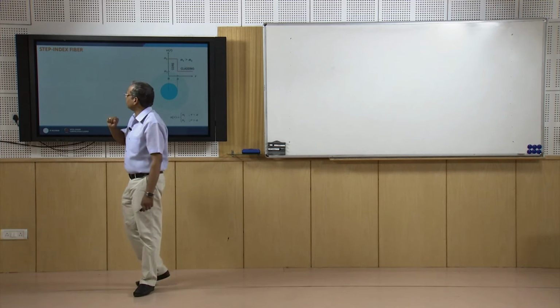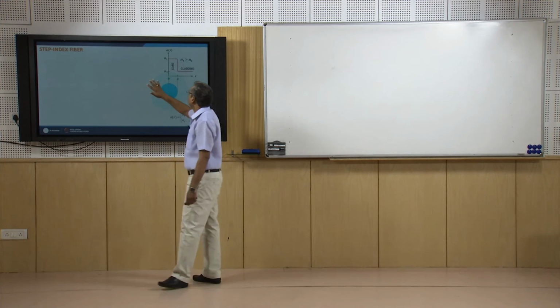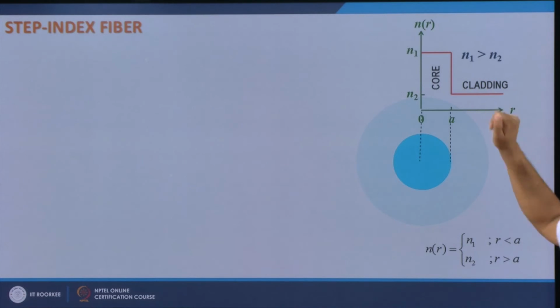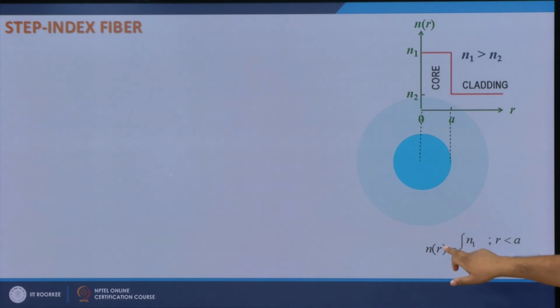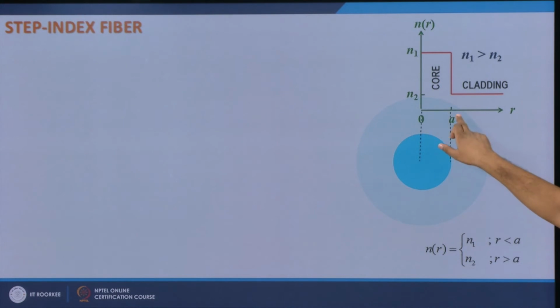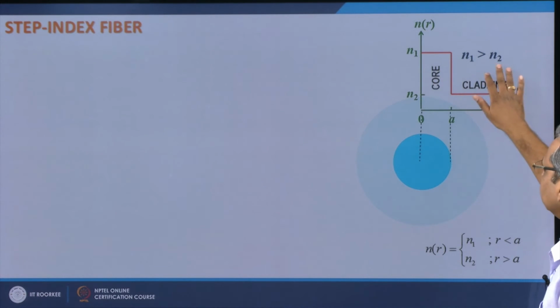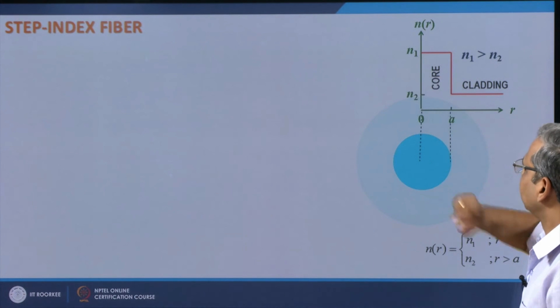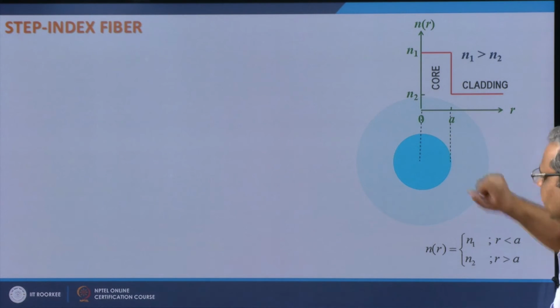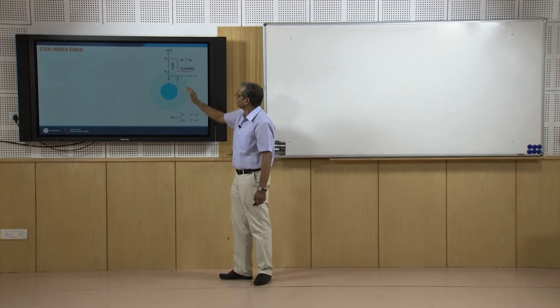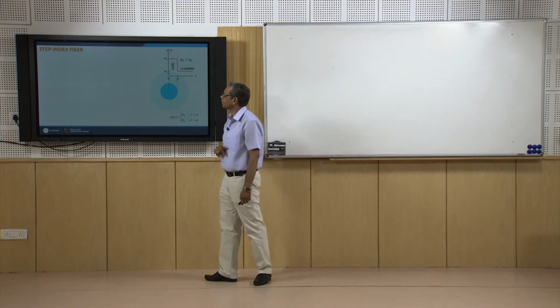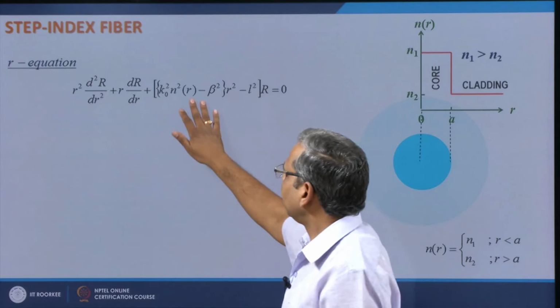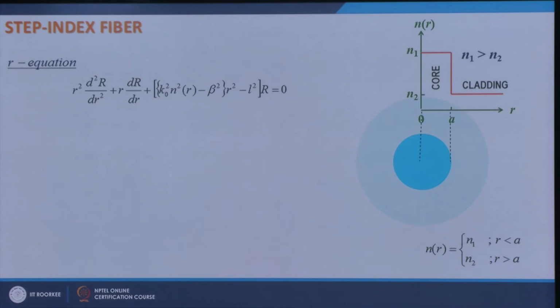I will again limit myself to step index fiber, and that too only 2 layer fiber, which has only 2 regions. So n of R is equal to n1 when R is less than A, and it is n2 when R is greater than A. So this is the core, this is the cladding. Core has refractive index n1 and radius A, okay, and this is infinitely extended cladding. Okay, so this is the R equation and this is n of R.